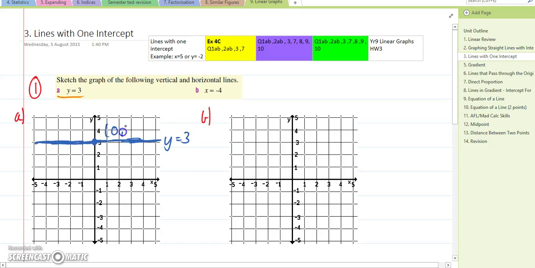And this point, of course, would be 0, 3. We like to label intercepts where we can. Same thing with x equals -4. We find -4 on the x-axis. Well, that's a pretty good line. So there's the graph of x equals -4. Labeling the intercept, very important.